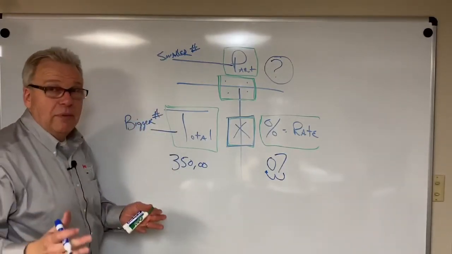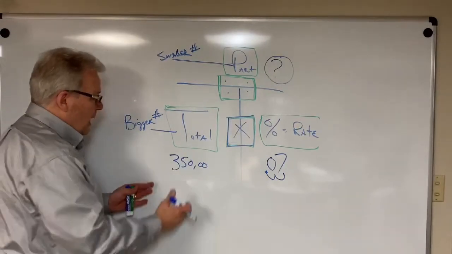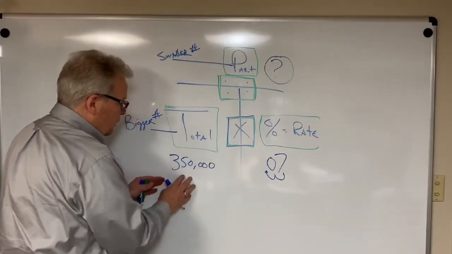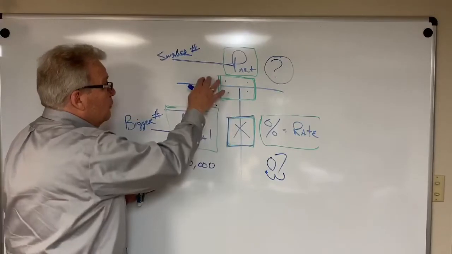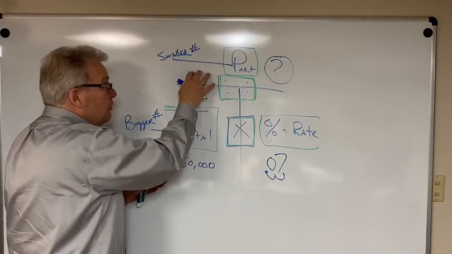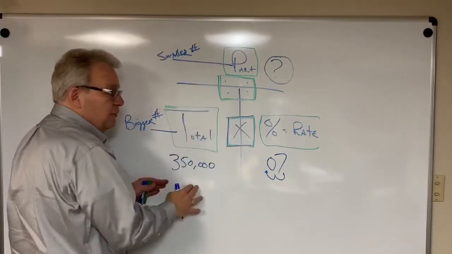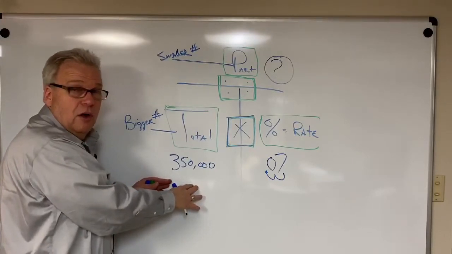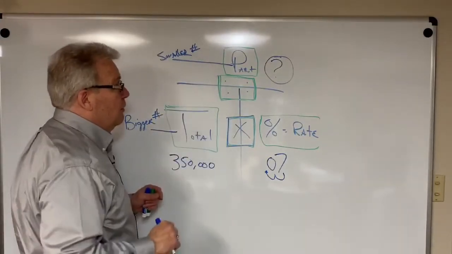That's just how I remember it. It works well for me. And you can see in this example, what is the smaller number? Is it the commission that Broker Bob earned, or the sales price of the home? Well, the commission's going to be the smaller number.